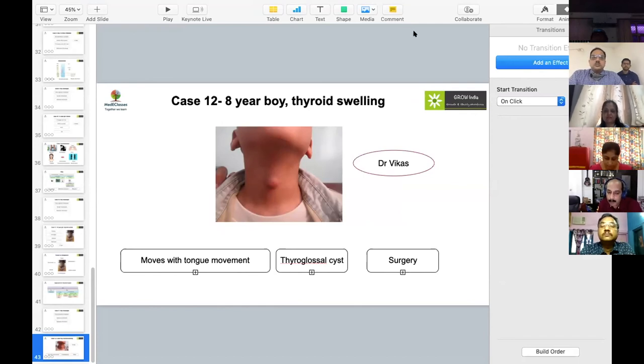So on asking the protrusion of tongue and swallowing, this gland will move. You should always ask for a thyroid scan to confirm. I think this is a very good message. So clear cut. Central swelling, commonly seen in protruding tongue, and you will get the diagnosis.